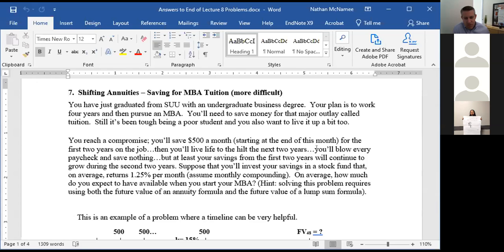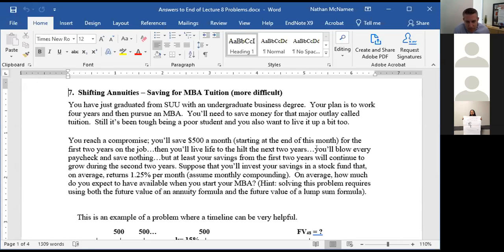You have just graduated from SUU with an undergraduate business degree. Your plan is to work 4 years and then pursue an MBA. You'll need to save money for that major outlay called tuition. Still, it's been tough being a poor student, and you also want to live it up a bit too. So we're going to save some, we're going to spend some over the next 4 years. You reach a compromise: you'll save $500 a month starting at the end of this month for the first 2 years on the job. Then you'll live life to the hilt the next 2 years. So we're going to save 2 years, and spend everything the last 2 years.